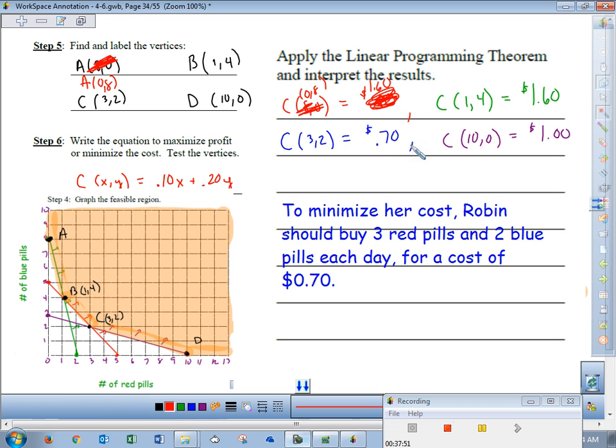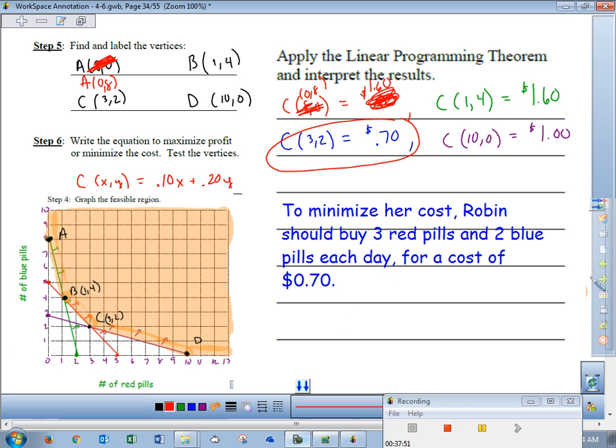Okay, but anyway, to minimize the cost, it was still this blue guy right here. That is the cheapest one of all of these situations. So 70 cents. So in a complete sentence, to minimize her cost, Robin should buy 3 red pills and 2 blue pills each day for a cost of 70 cents.